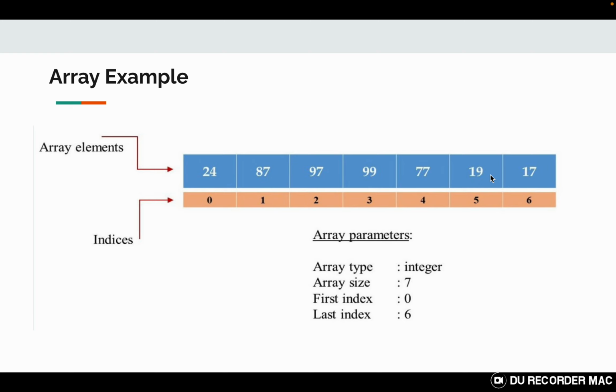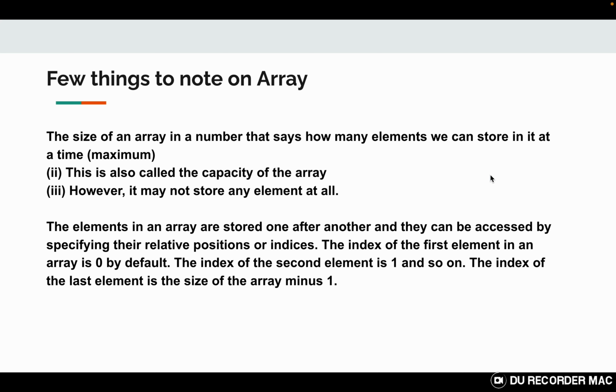So it will not give 19, it will give as empty. Okay. The elements in an array are stored one after another, and they can be accessed by specifying their relative position or the indices. The index of the first element in an array is 0 by default. The index of the second element is 1, and so on. The index of the last element is the size of the array minus 1.